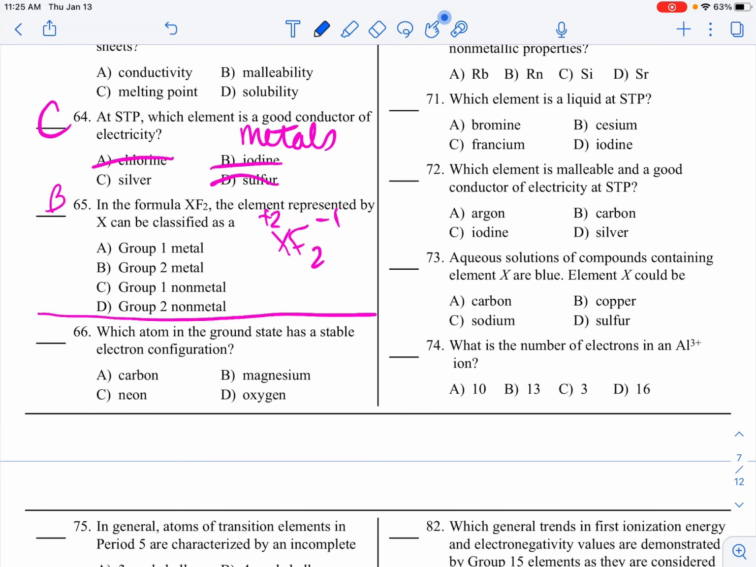Okay, this is the second half of the midterm review. So you're going to be watching the first video if you want before 65.